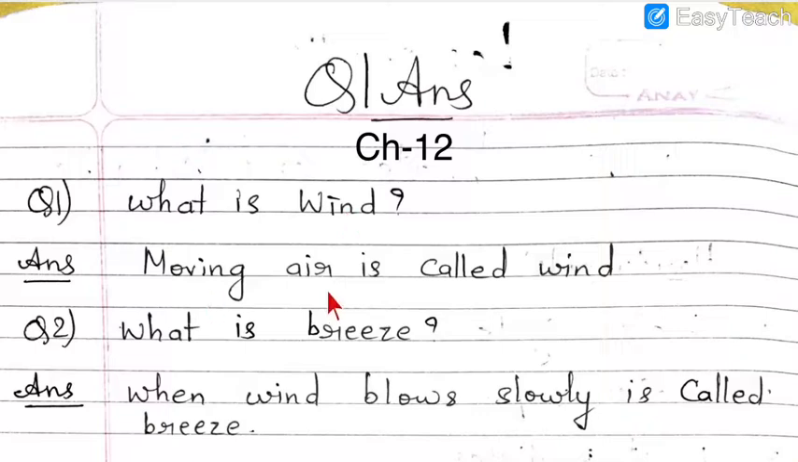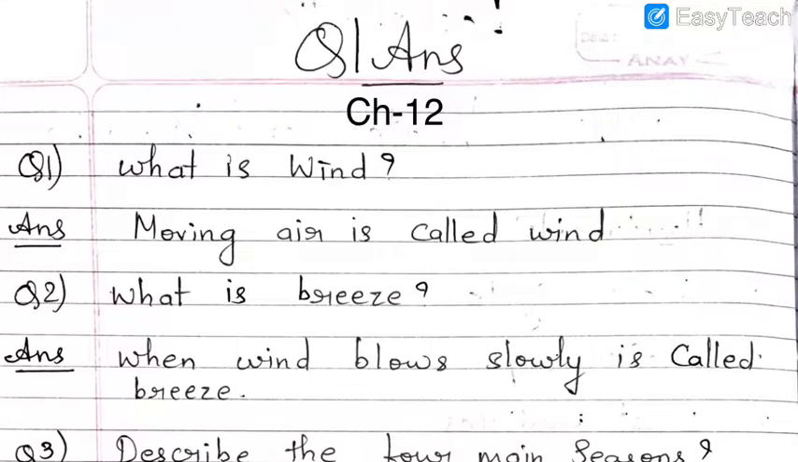Moving air is called wind. Moving on to the next question. Question number 2 is, what is breeze? What is breeze? If the moving air is wind, then what is breeze? Breeze is when the wind blows slowly is called breeze.